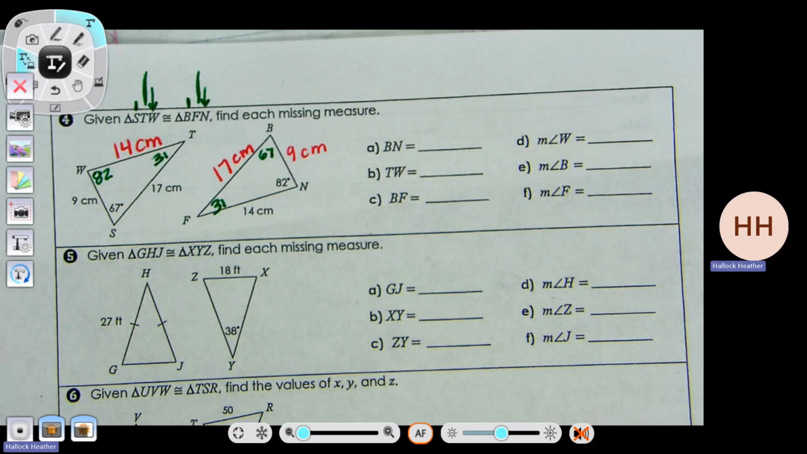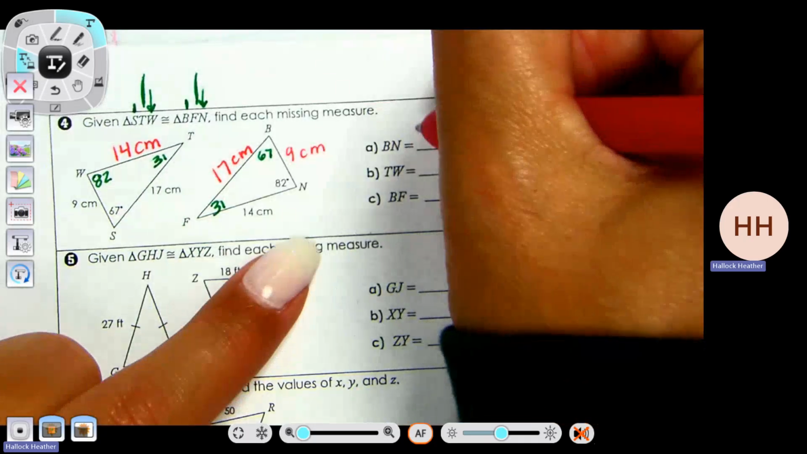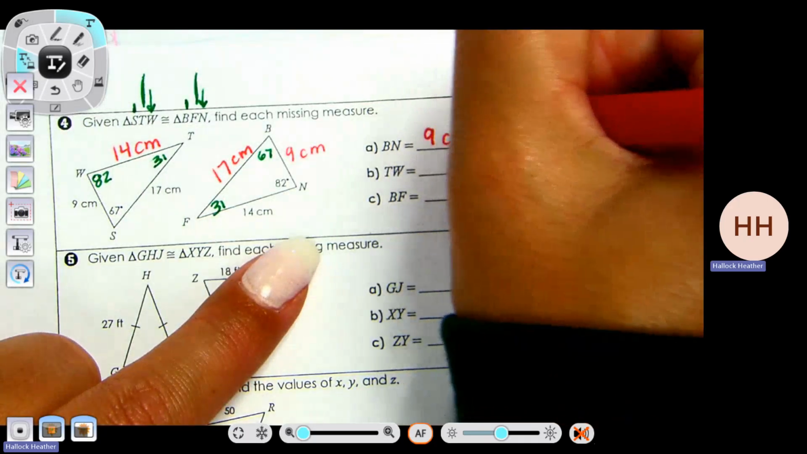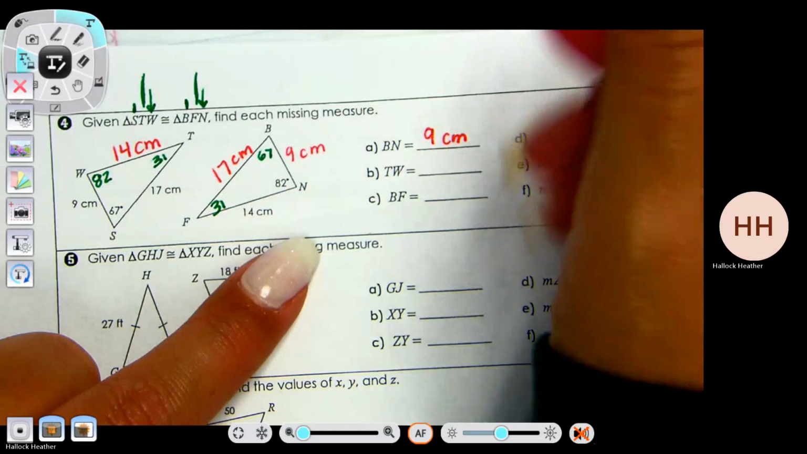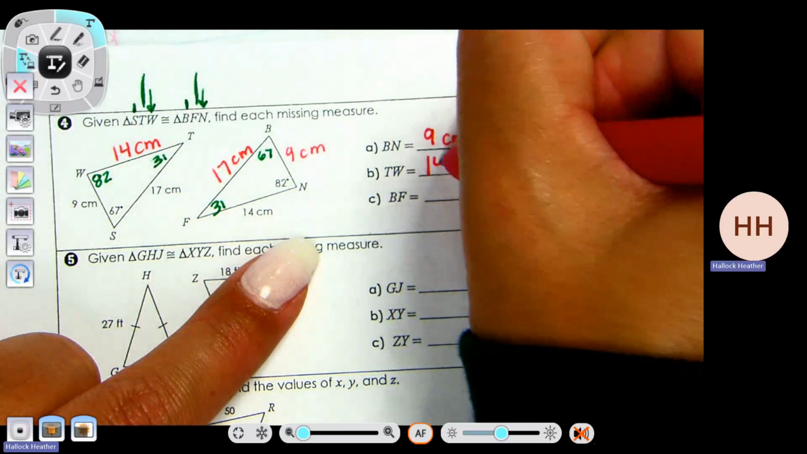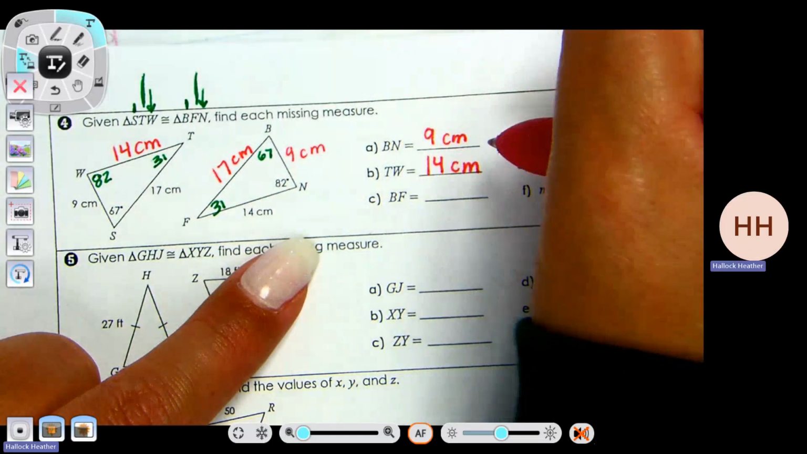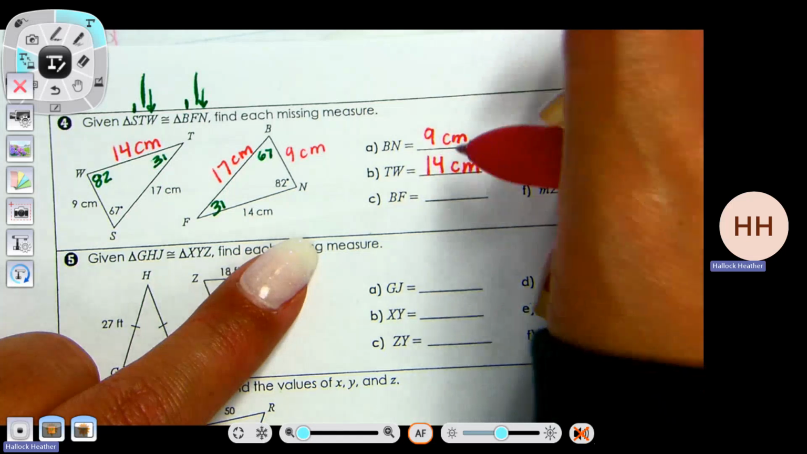You're doing numbers. So you're filling in the numbers. Yeah. So you're filling in the length because it says find the missing measure.